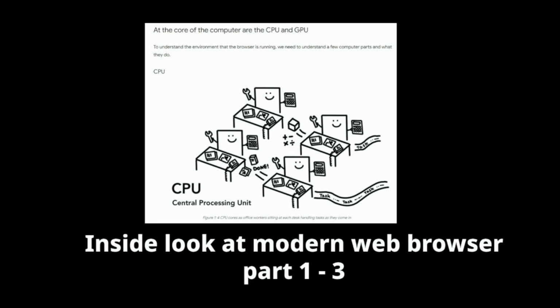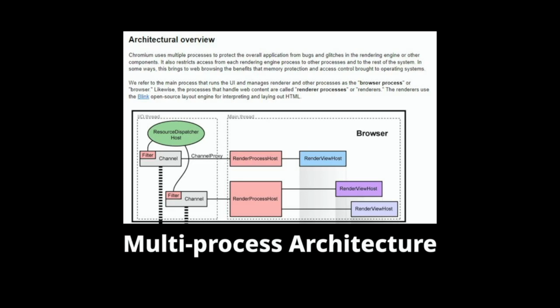After you read the Inside Look at Modern Web Browser Part 1, it'd be good to read the Multiprocess Architecture document. You'll find that the browser process represents UI parts of the browser and the renderer process draws web pages. This document explains the relationships between them in more detail. Actually, this document is a little bit old, but still valid in general.